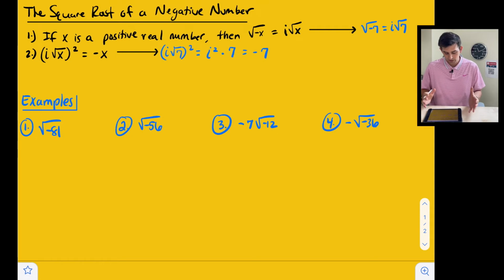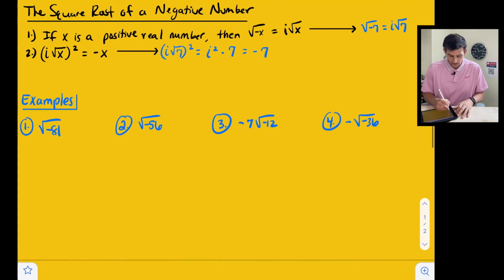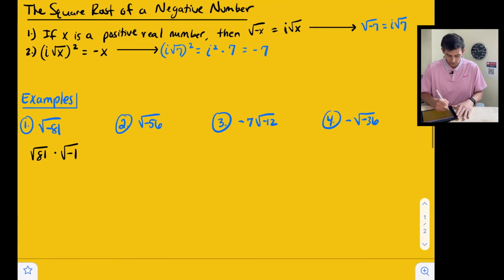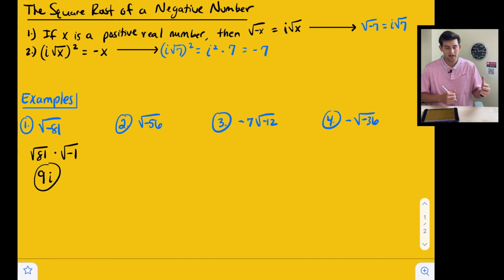So what we're going to do in these 4 examples here is we're going to kind of break these apart, and we're trying to get the square root of -1. And if we can do that, then we can write that as i. All right, so if we look at our first example, the square root of -81, well, we know that 81 is a perfect square, right? So let's just write this as the square root of 81 times the square root of -1. Well, we know the square root of 81 is 9, and we just learned that the square root of -1 is our imaginary unit i. So the square root of -81 would be 9i.